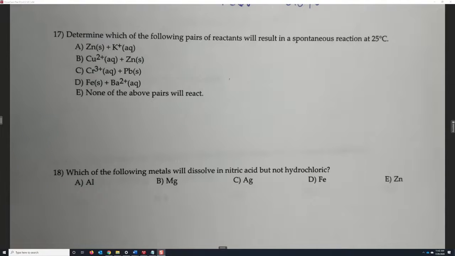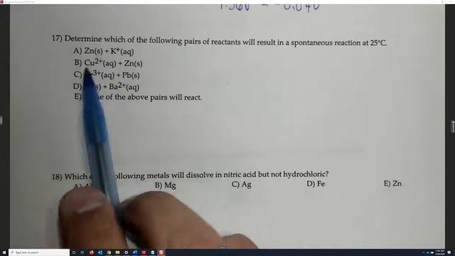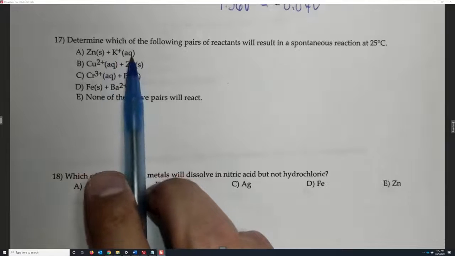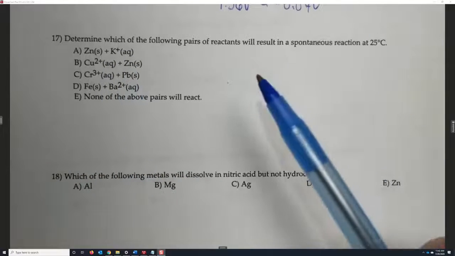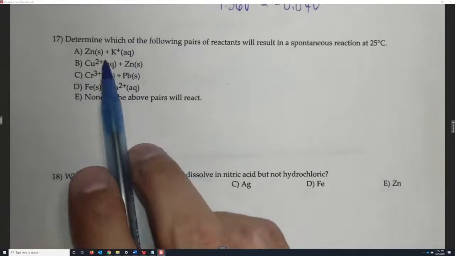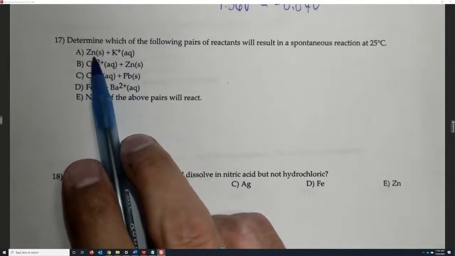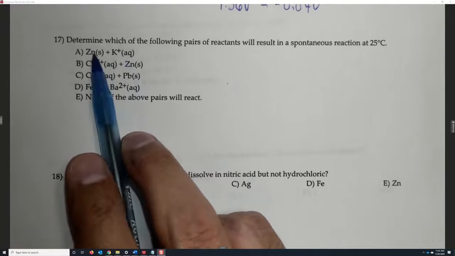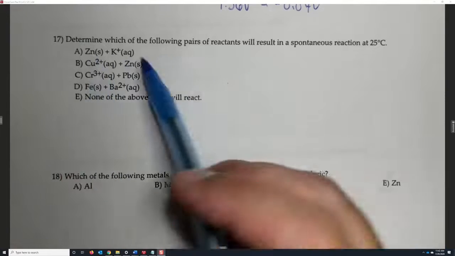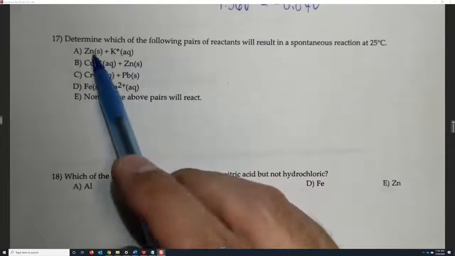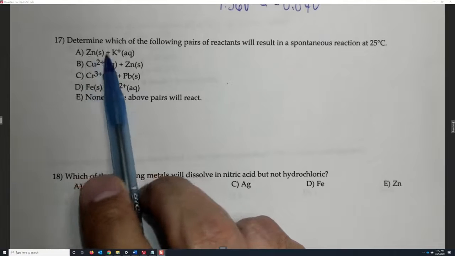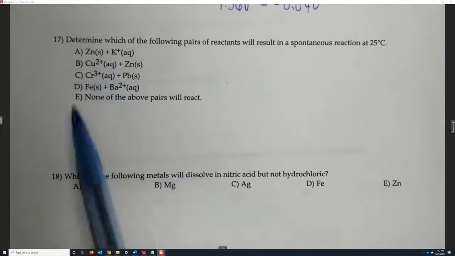Number 17 says, determine which of the following pairs of reactants will result in a spontaneous reaction at 25 degrees Celsius. So the first one is zinc plus K+. Essentially what we're looking for is the reduction potential. If K+, or potassium, has a higher reduction potential than zinc, K+ will take an electron away from zinc and form K metal, and it would be zinc 2+ because that's the oxidation state of zinc.